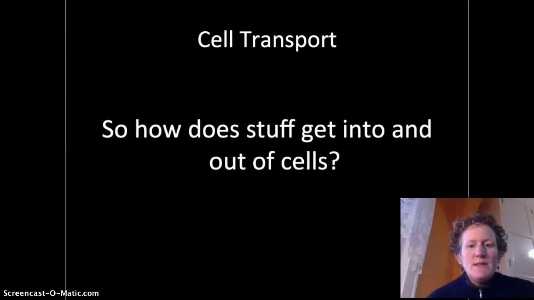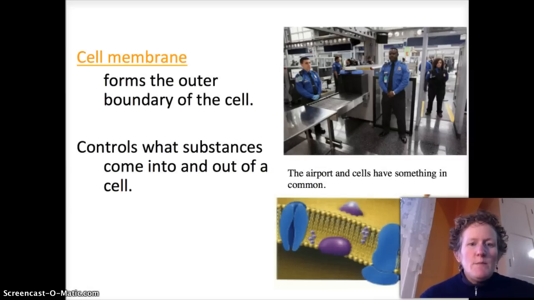Cell transport is the idea that stuff goes in and out of cells across a cell membrane. The cell membrane is like the security system for the cell. These blue guys here in airport security are a lot like the blue guys in the cell. Anything big has to go through protein channels, but small stuff like air can go right through airport security. And that's kind of like what a cell is like. The airport security for a cell is the cell membrane.